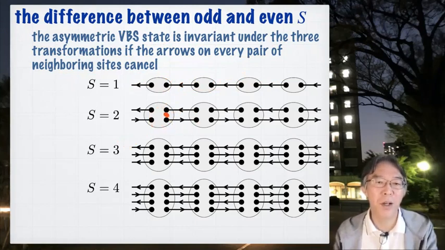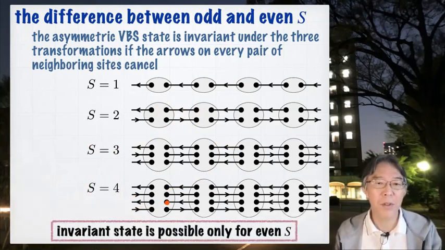And for S equal 2, you have two arrows connecting neighboring sides. So in this case, of course, you can choose them pointing to the right, but you can also choose the direction of arrows like this. So in this case, directions cancel. For S equal 3, you can never cancel because there are three valence bonds, and for S equal 4, you can cancel. So an invariant state is possible only for even S. This tells you why odd and even are different. You can cancel the arrows for even S. You can never cancel the arrows for odd S.